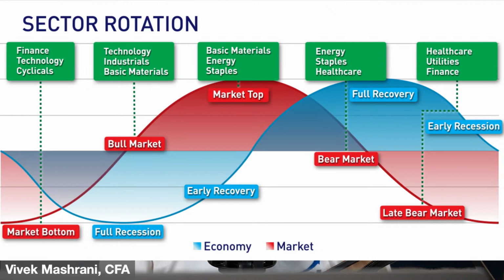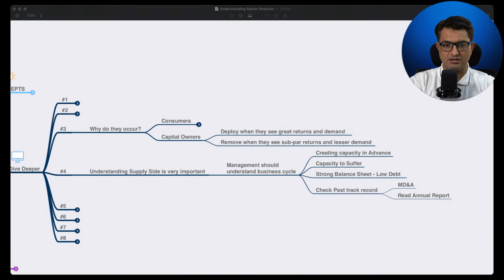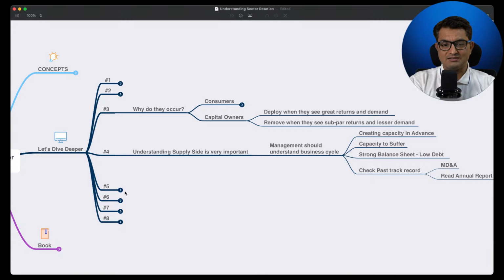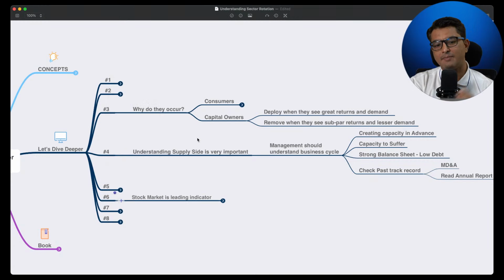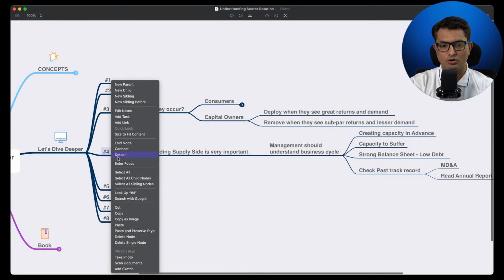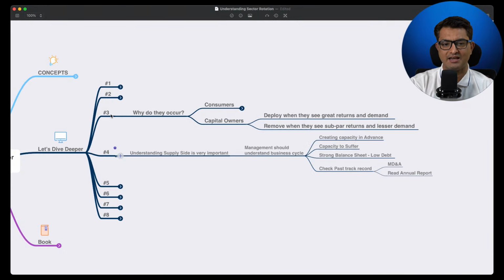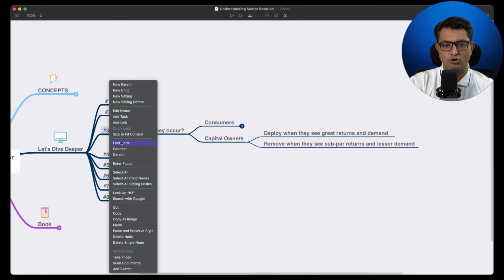You need to keep it in mind that you are not caught at the wrong end of the cycle. What will happen if you don't understand this sector rotation? You will basically go into the wrong thing. If you are at the top and you start buying metals at the peak of the bull market, you will get butchered. When it falls, there will be no tomorrow.